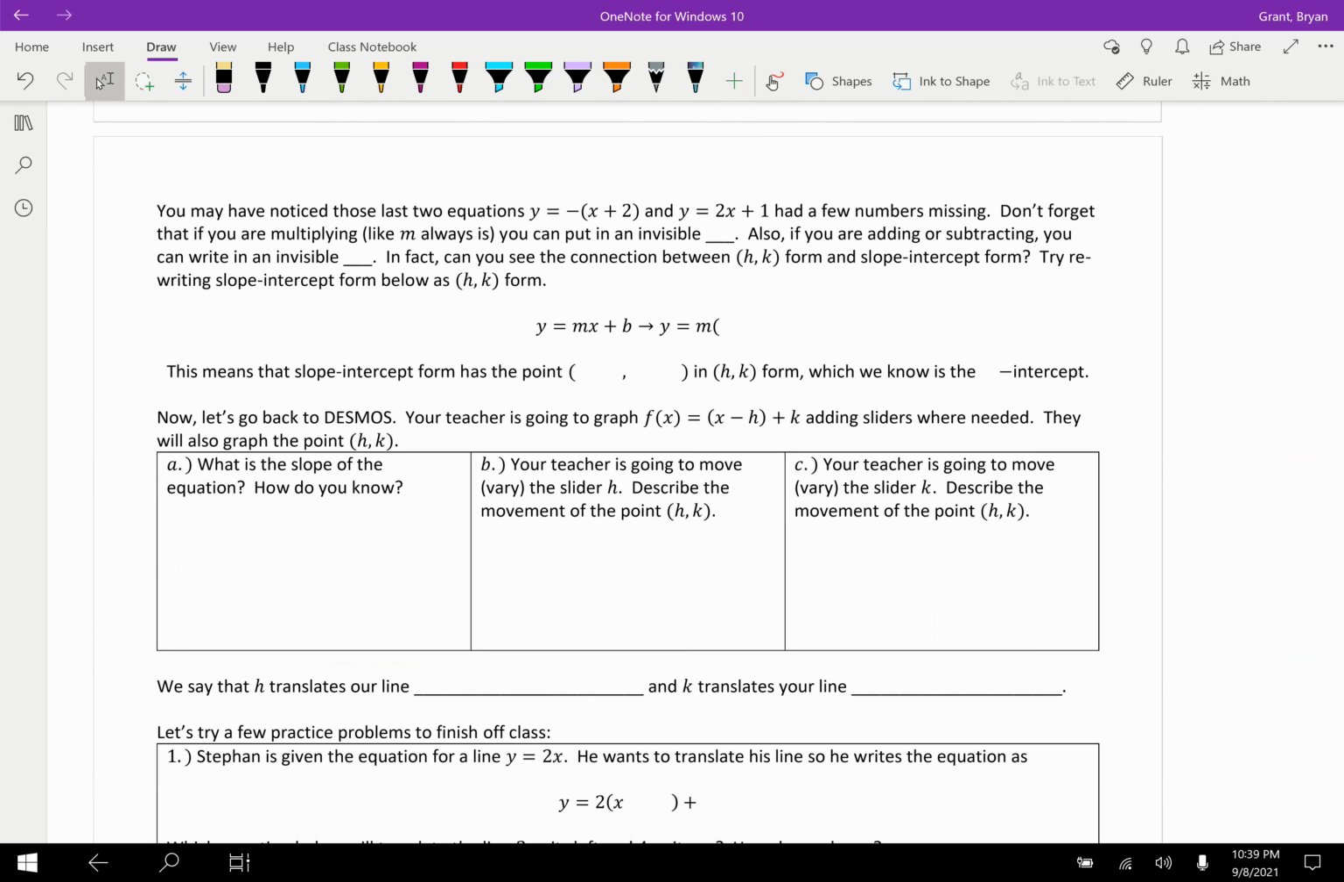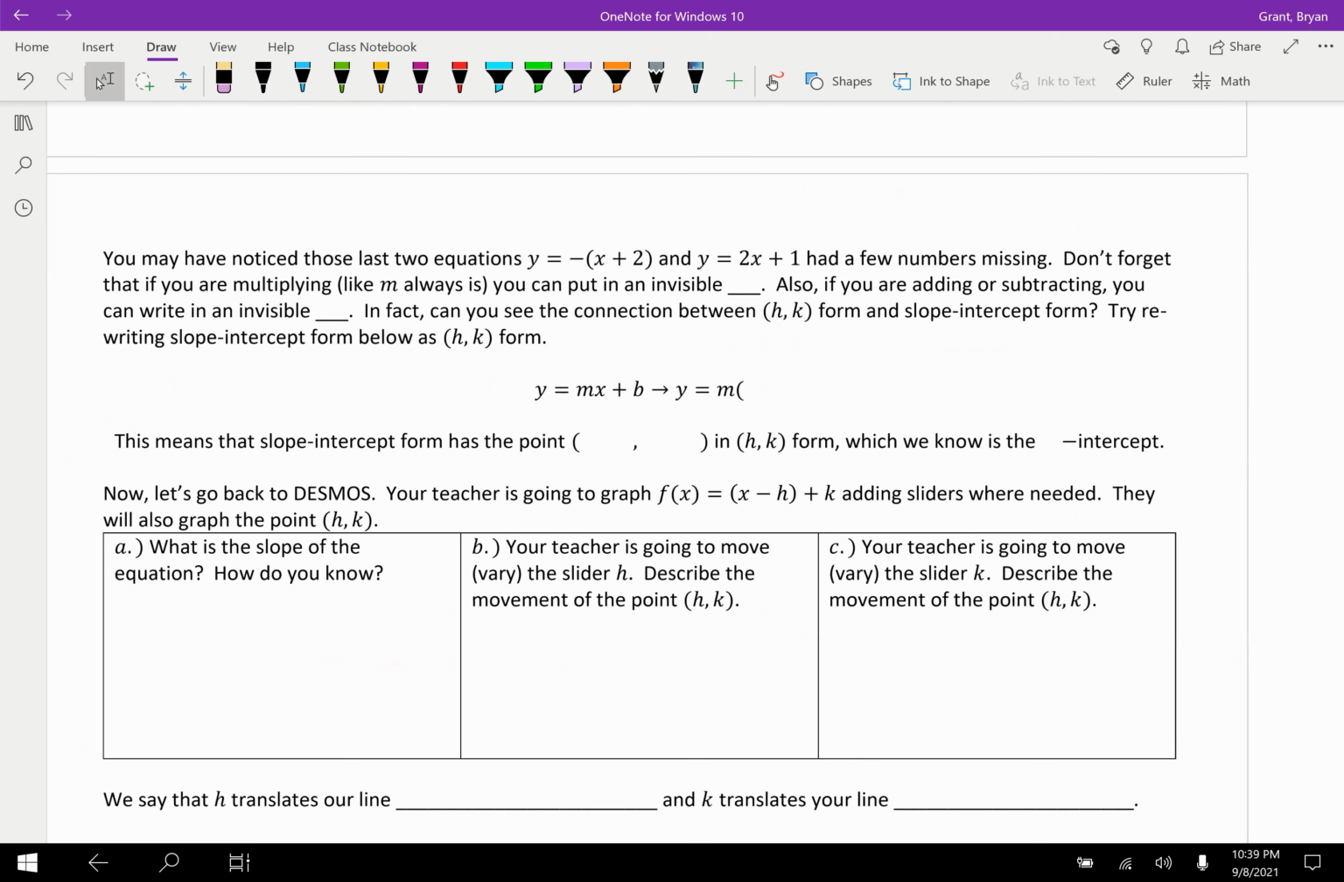Here we go. You may have noticed that the last two equations had a few numbers missing. And just a reminder, don't forget that if you're multiplying and there's a missing number, you can always put in an invisible 1.